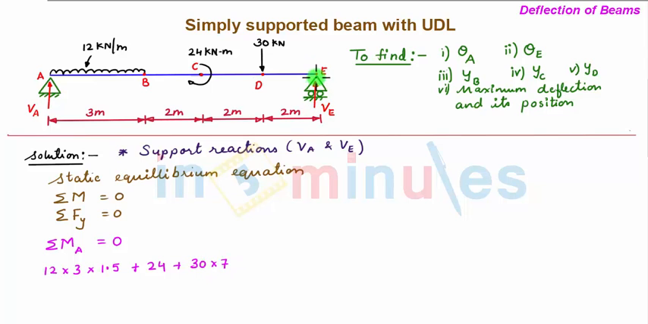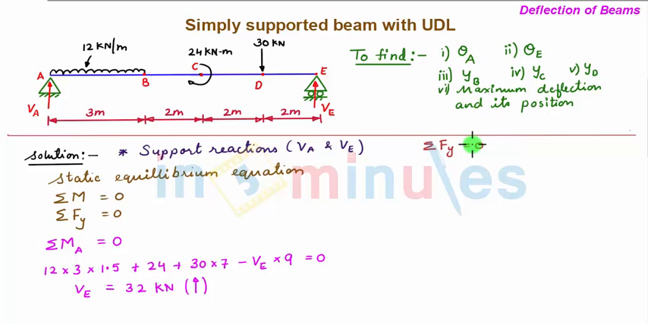Then we have an anti-clockwise moment caused due to the vertical support reaction VE acting at a distance of the span of the beam, which is 9 meter. So minus VE multiplied by 9, and this whole sum of moments is equal to 0. Upon solving this we get the value of VE as 32 kilonewton. Since the magnitude comes out to be positive, our assumption is correct and the direction of the support reaction is upward. Now let us apply the second static equilibrium equation, that is summation of Fy equal to 0.